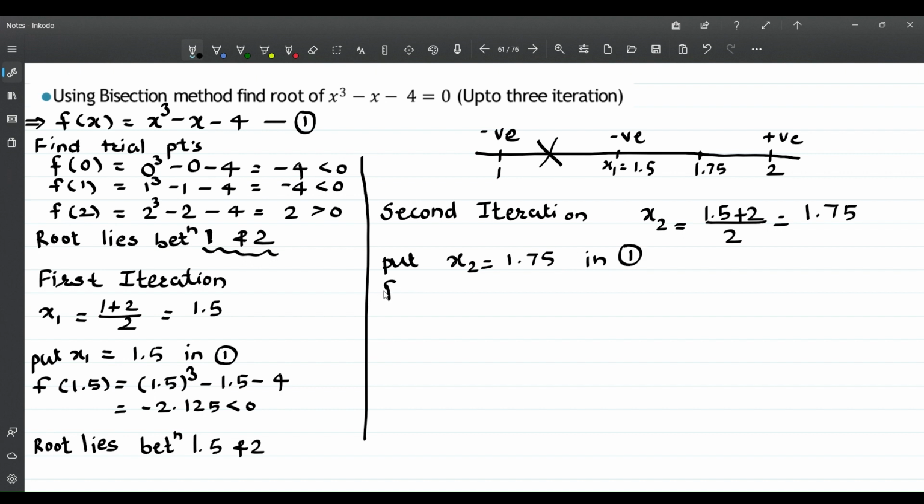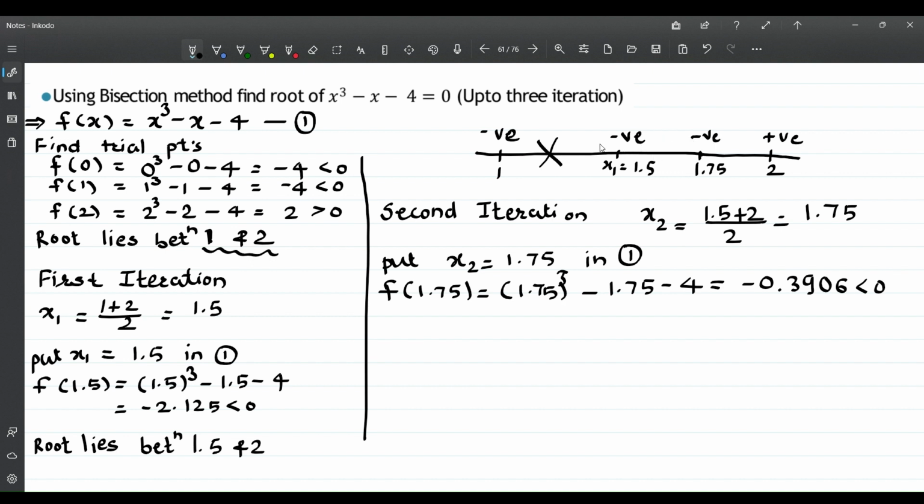Then we have f of 1.75 is equal to 1.75 cube minus 1.75 minus 4. You can solve this on calci. You can check it, minus 0.3906, which is less than 0. So this answer is negative.